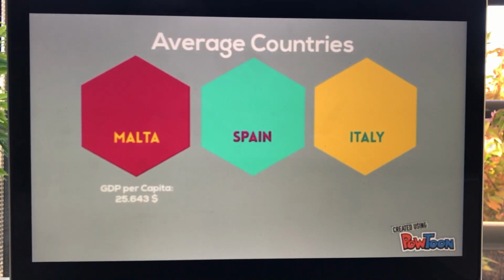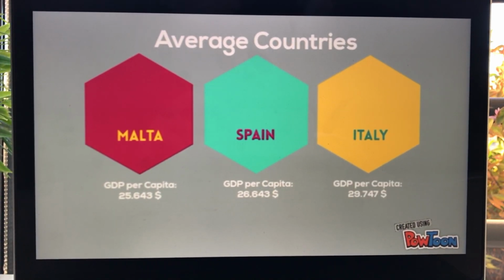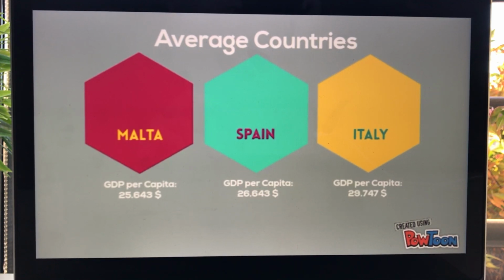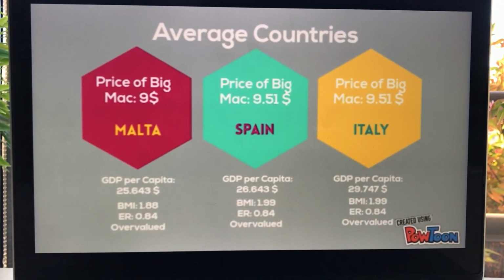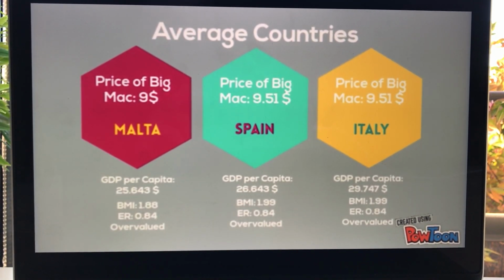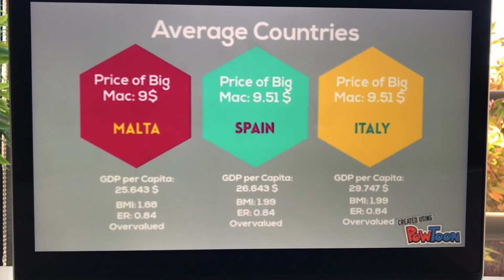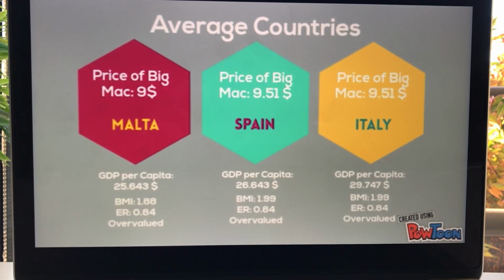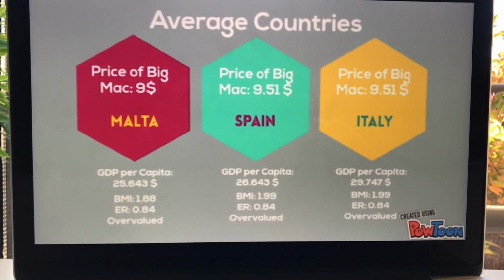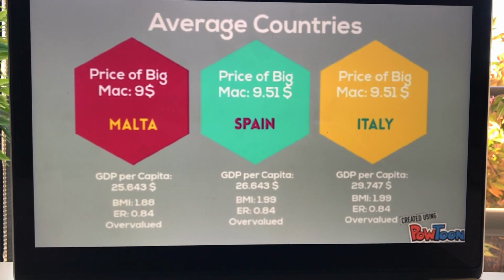The average countries we chose to analyze are Malta, Spain, and Italy. Malta has a GDP per capita of $25,603. The exchange rate is 0.84. The Big Mac Index is 1.88. And the price of a Big Mac is $9. As we can see, the currency is overvalued as the exchange rate is lower than the ideal exchange rate, which should be 1 point higher.